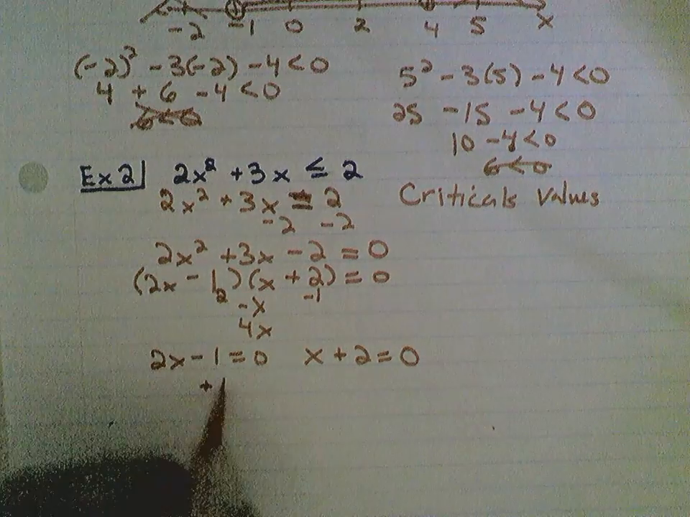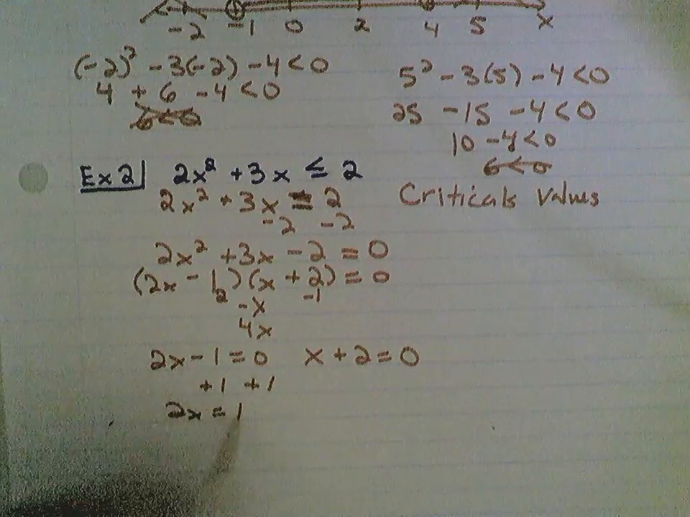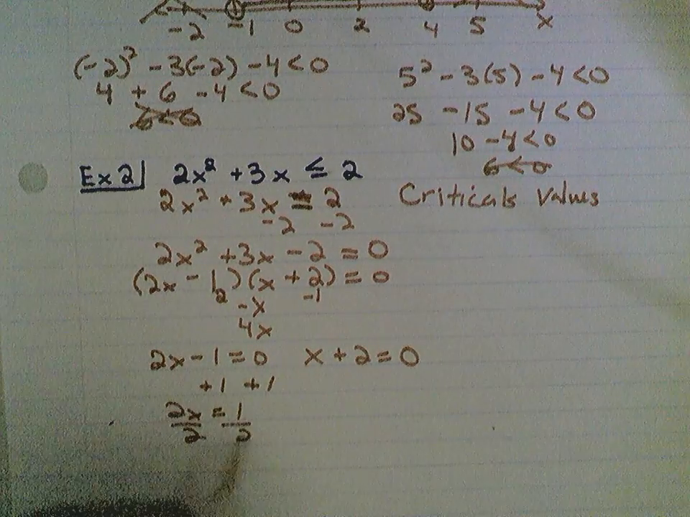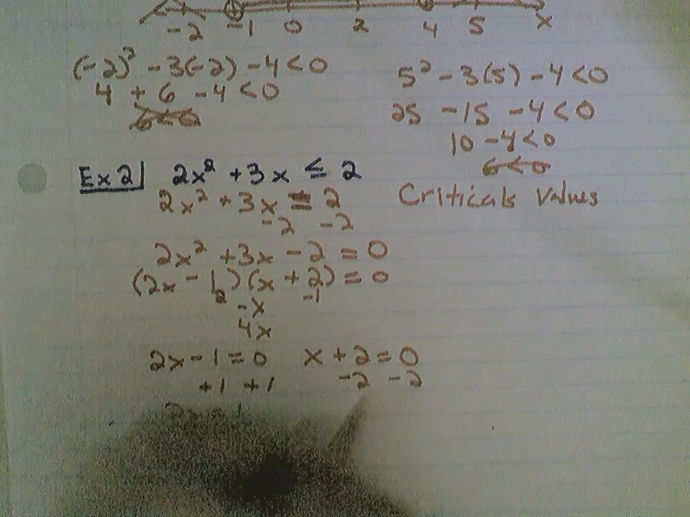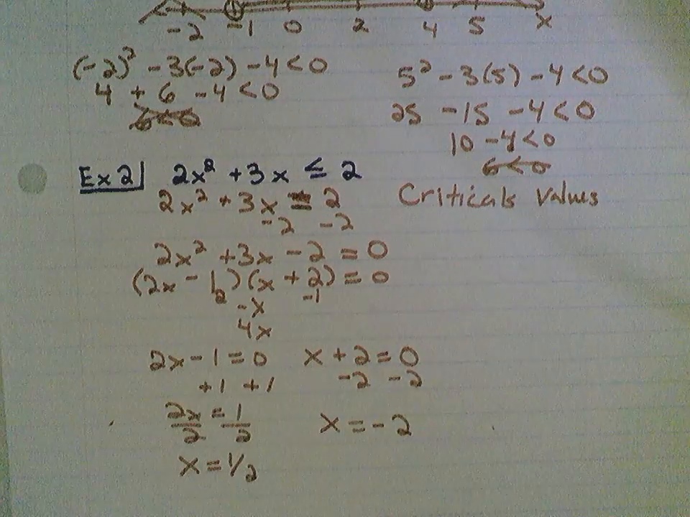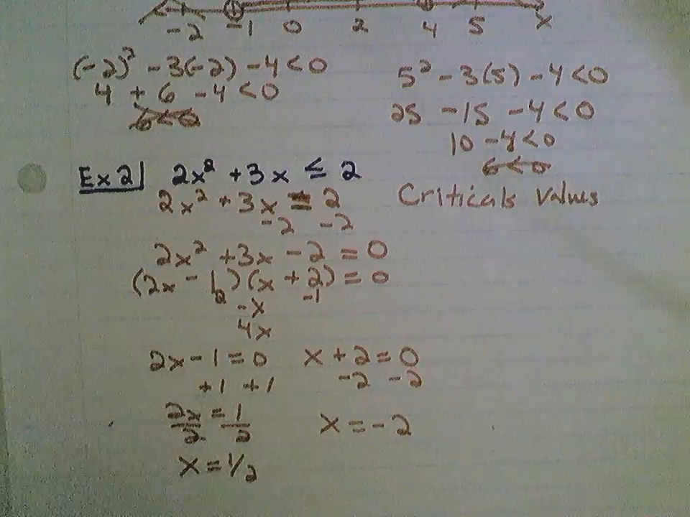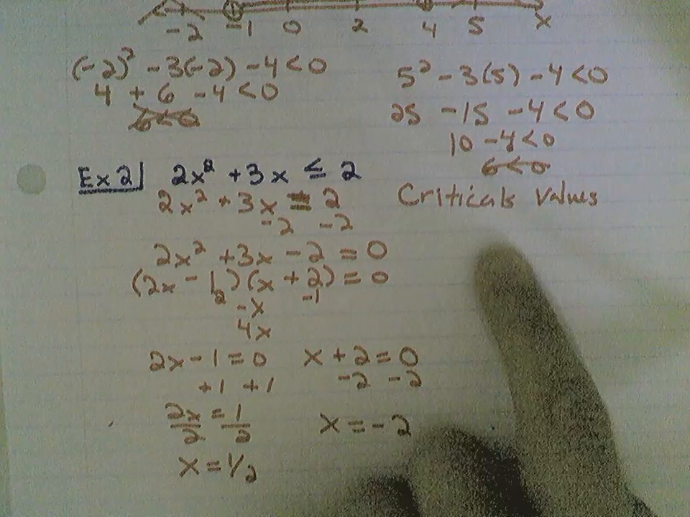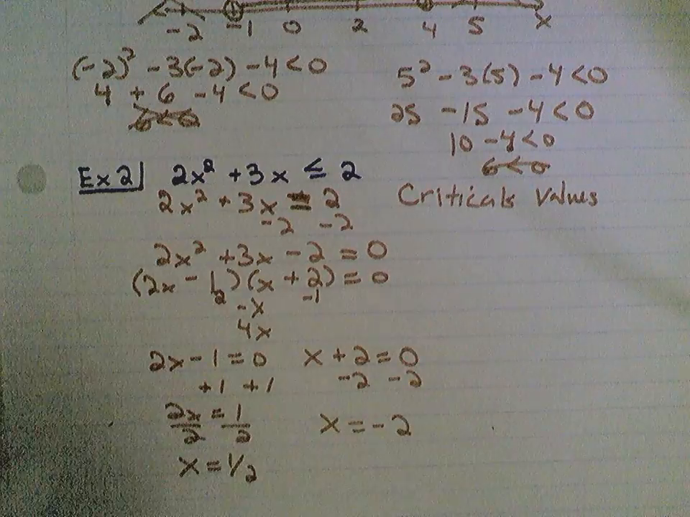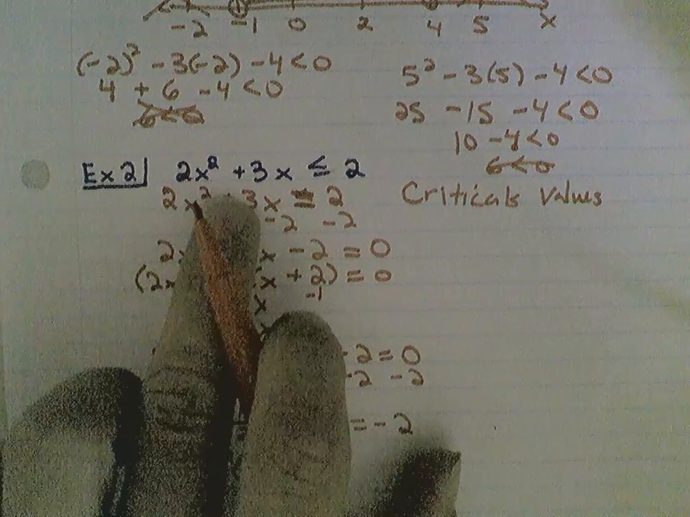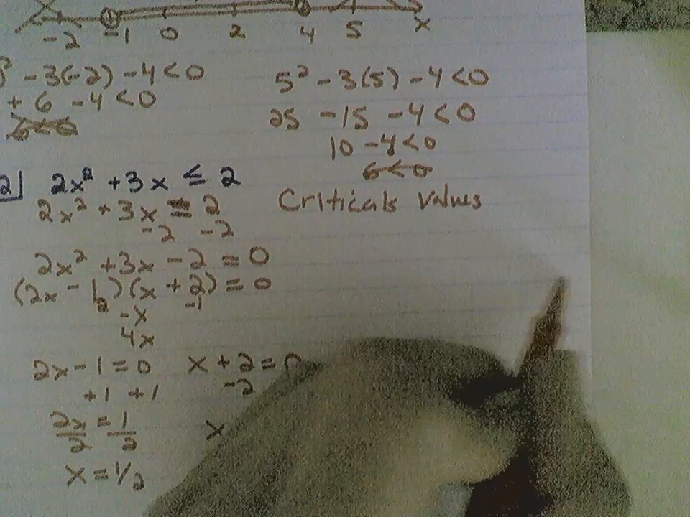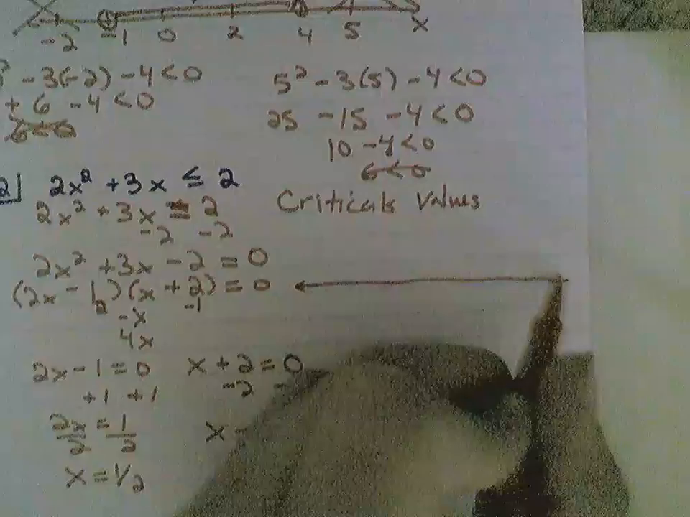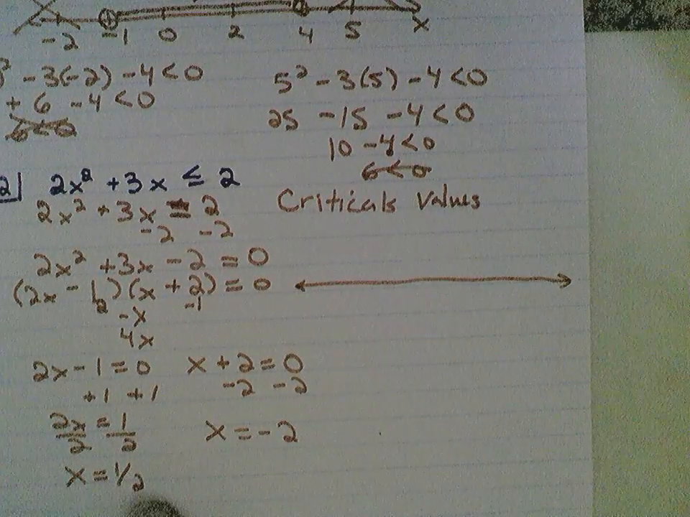If I add 1 to this side, I'll get 2x equals 1. Then I just divide by 2, and I'll get x equals 1/2. And on this equation, I just subtract 2, and I get x equals negative 2. Once again, what I'm solving for here are known as critical values, and we can use critical values to help us find the solutions to the inequality above. The way we do this is we make a number line, and on the number line we graph the critical values that we found.